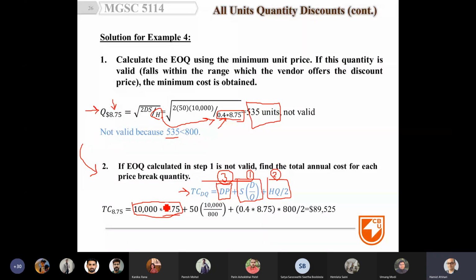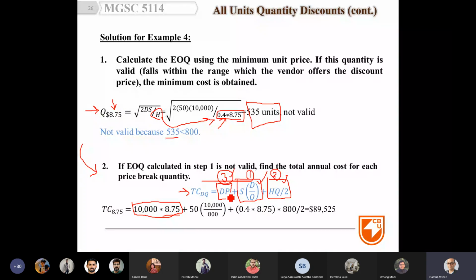If you're talking about the classical economic order quantity, you have components 1 and 2, only holding cost and ordering cost. But if you have discount models, you have a third component as well, which is the purchasing price. So it will be the total demand multiplied by unit price. Everybody understand?